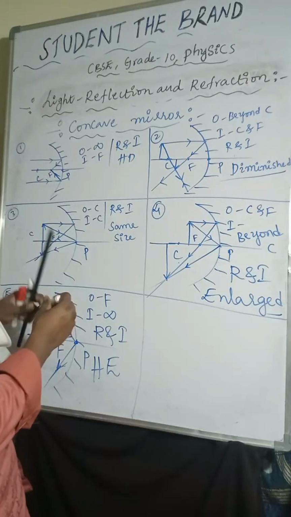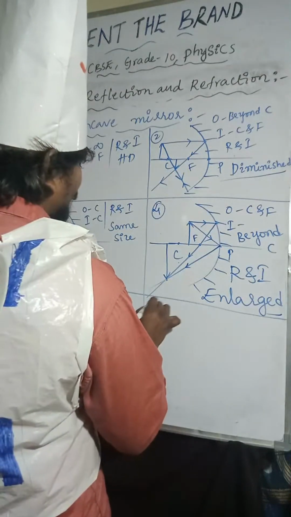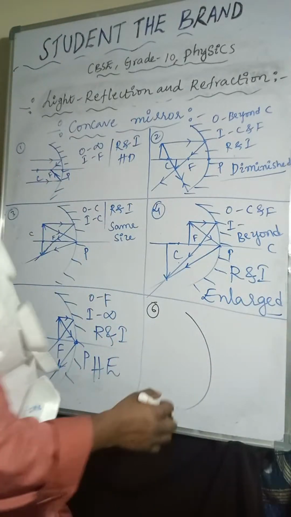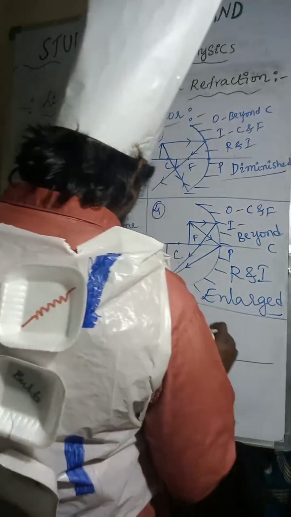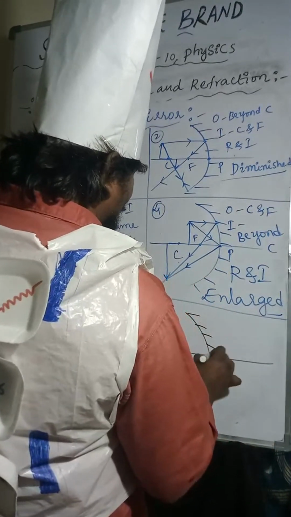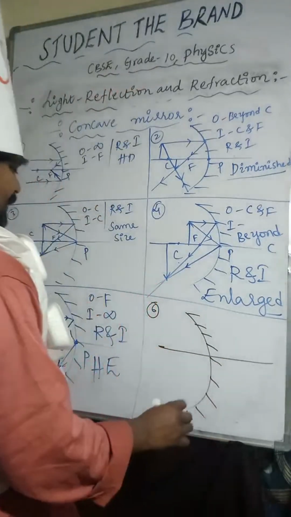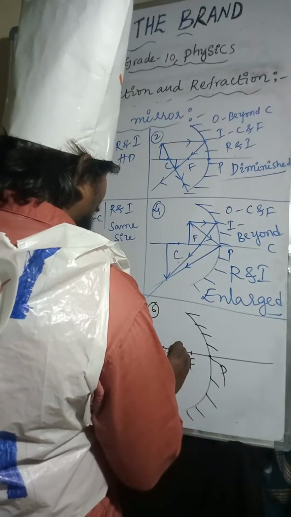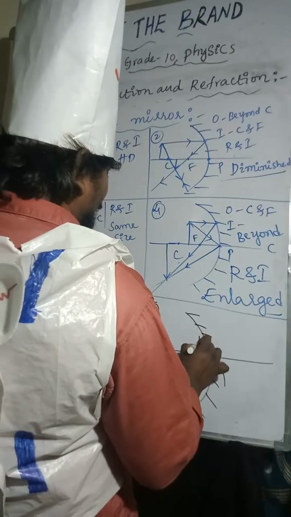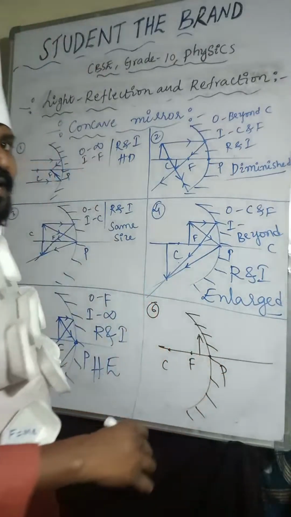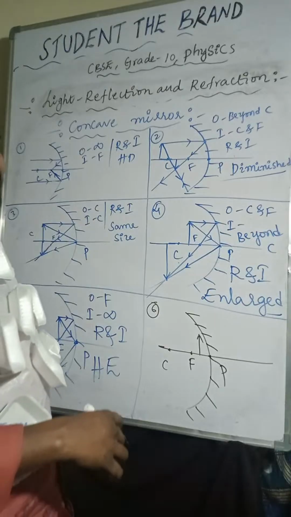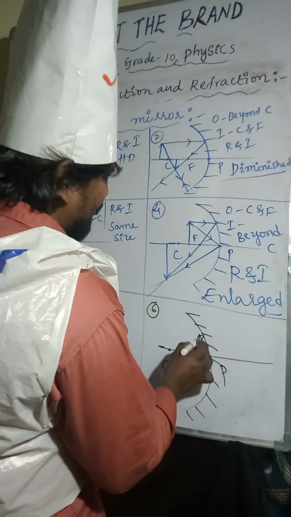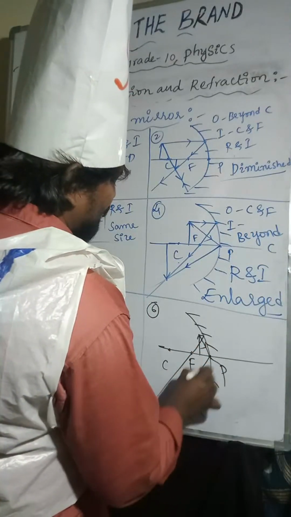Come on, sixth one. Sixth one is very important. If the object is placed between F and P, where will the image form? Pole, focus, center of curvature. Object is placed between F and P. Image is formed behind the mirror.